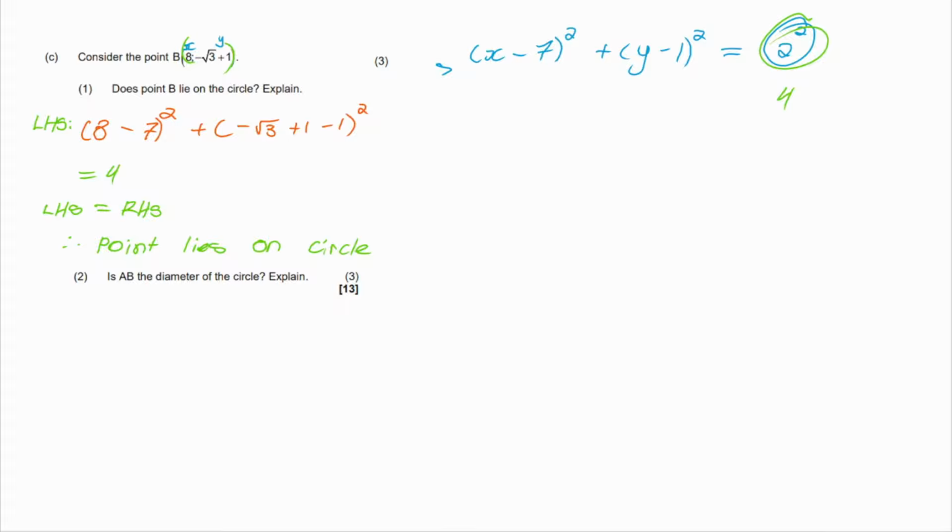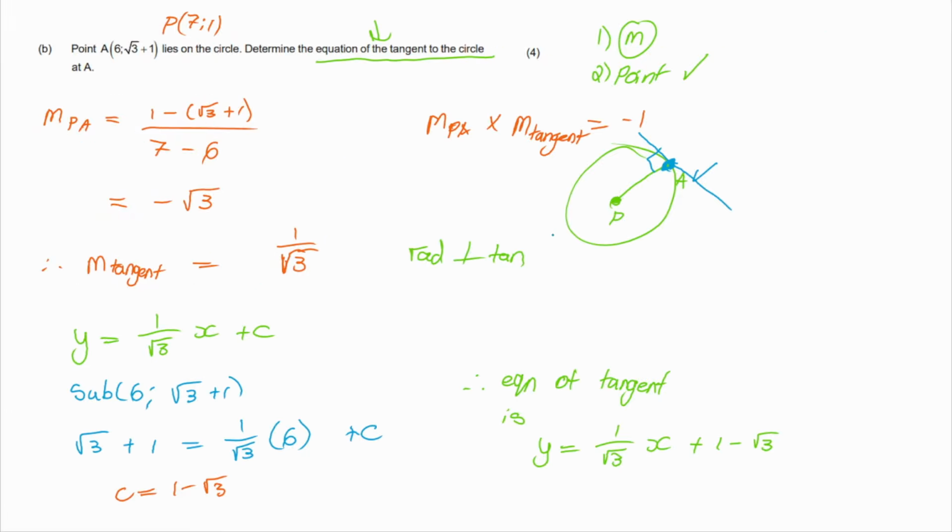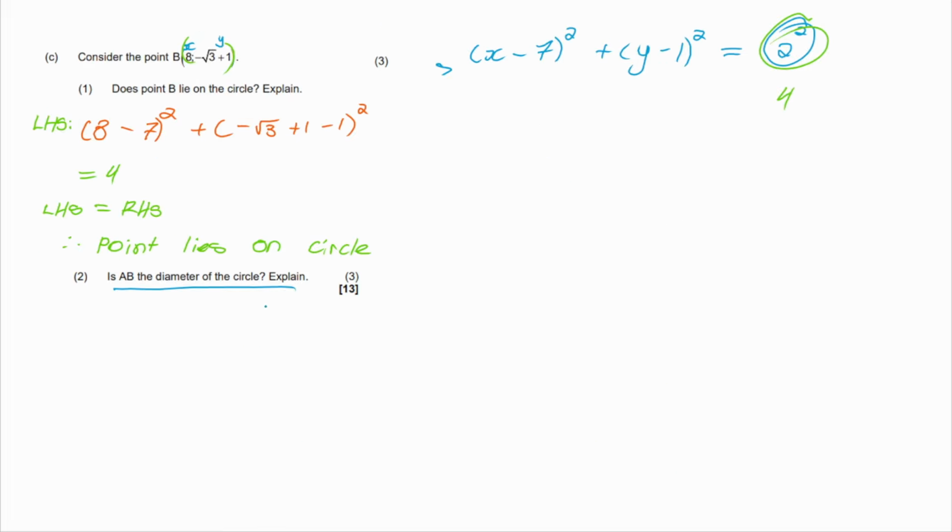Now they say, is AB the diameter of the circle? Explain. So what is the diameter of a circle? The diameter of a circle is 2 times the radius. What is our radius? 2. So for the diameter, we need to get 4. So the distance AB has to be how many units? 4, for it to be a diameter. So let's test that. Let's find out the distance AB.